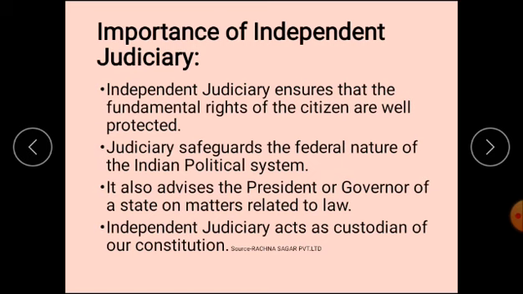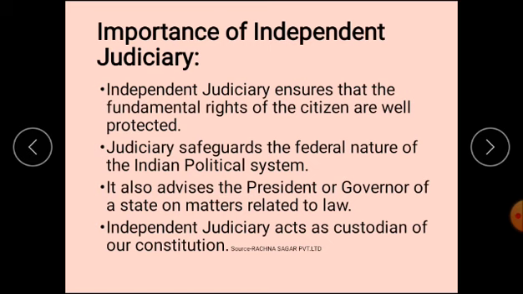Importance of independent judiciary. Dear learners, in the life of the citizen of a state, judiciary is the source of confidence and fearlessness. From citizens' point of view, judiciary is the most important organ of the government, as it acts as protector of the rights of the people. Independent judiciary ensures that fundamental rights of the citizen are well protected.